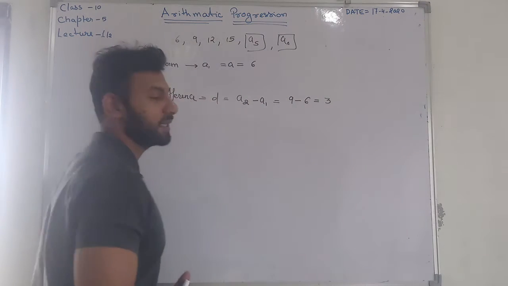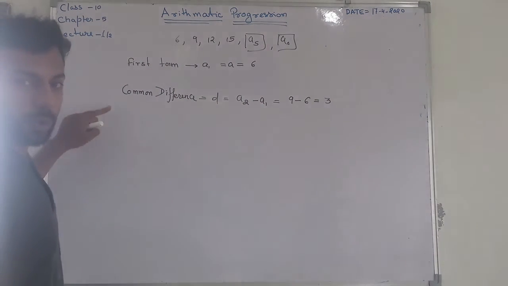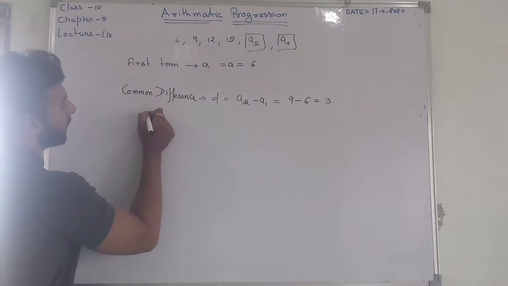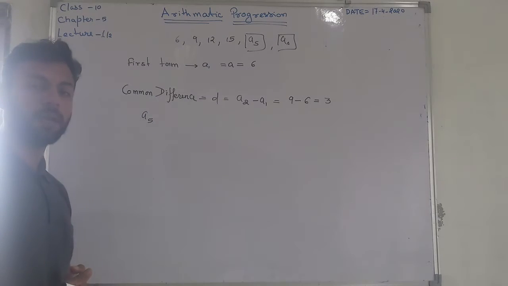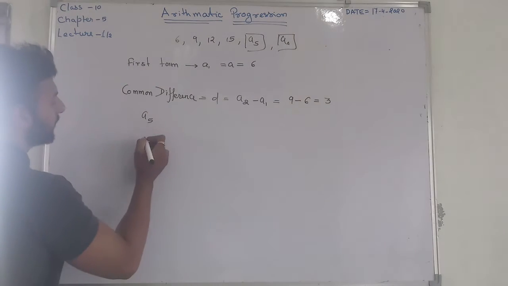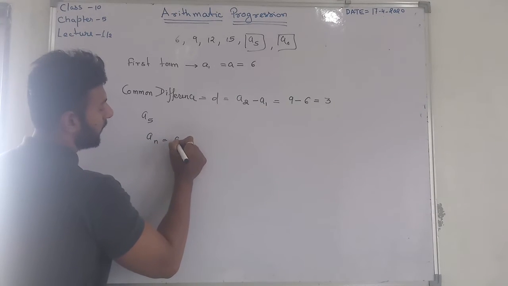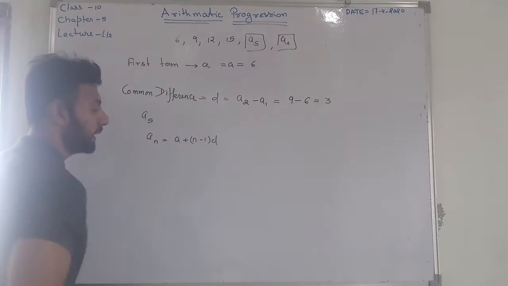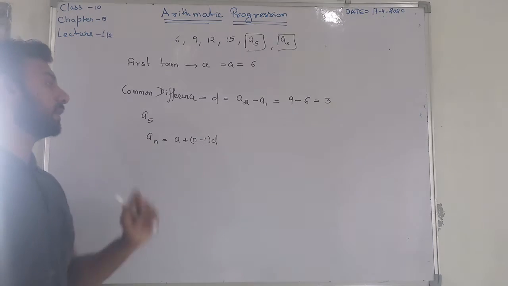So the common difference is 3. We have to find the first term, common difference and fifth term. So we have to find out the fifth term, A5. What is the general formula for the nth term? We know that the general formula for the nth term is an is equal to a plus n minus 1 into d.